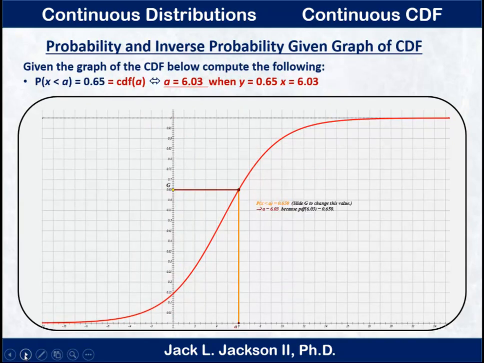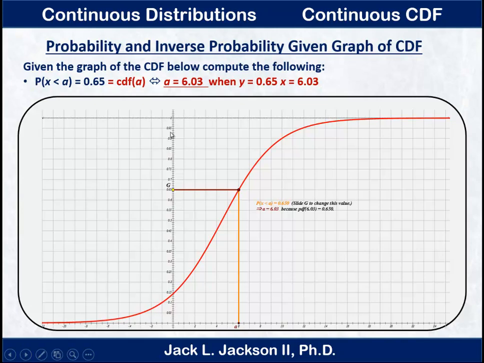Alright, now the next problem is backwards. Okay, it's an inverse probability. So we're given the probability that x is less than a is 0.65. Well, that's the CDF of a. So we're given that the CDF of a, that is y, is 0.65. We want to find the corresponding x.